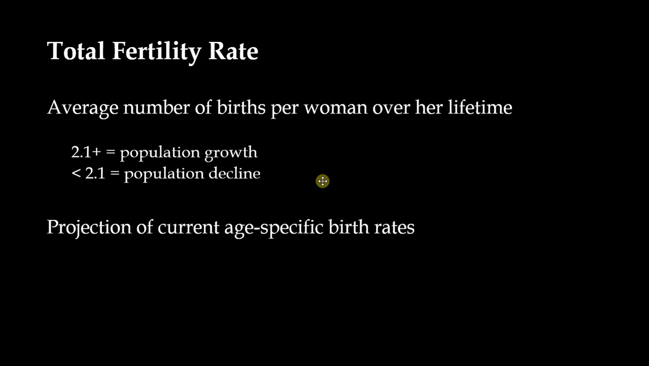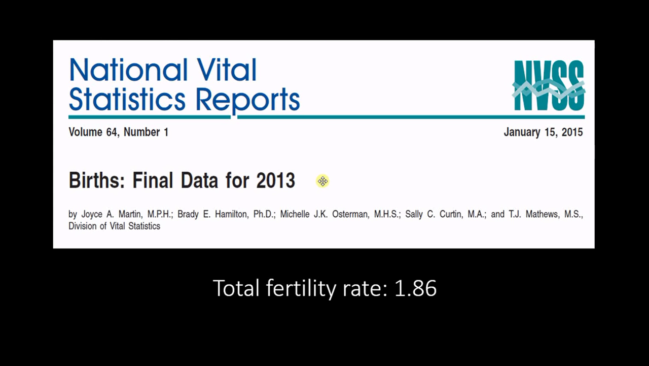Like other demographic measures, this is not actually a prediction of the future. It's a projection of current birth rates into the future that says what would happen if the fertility rates that we see today for each age-specific group were to repeat themselves over and over again, as if this year happened over and over again.